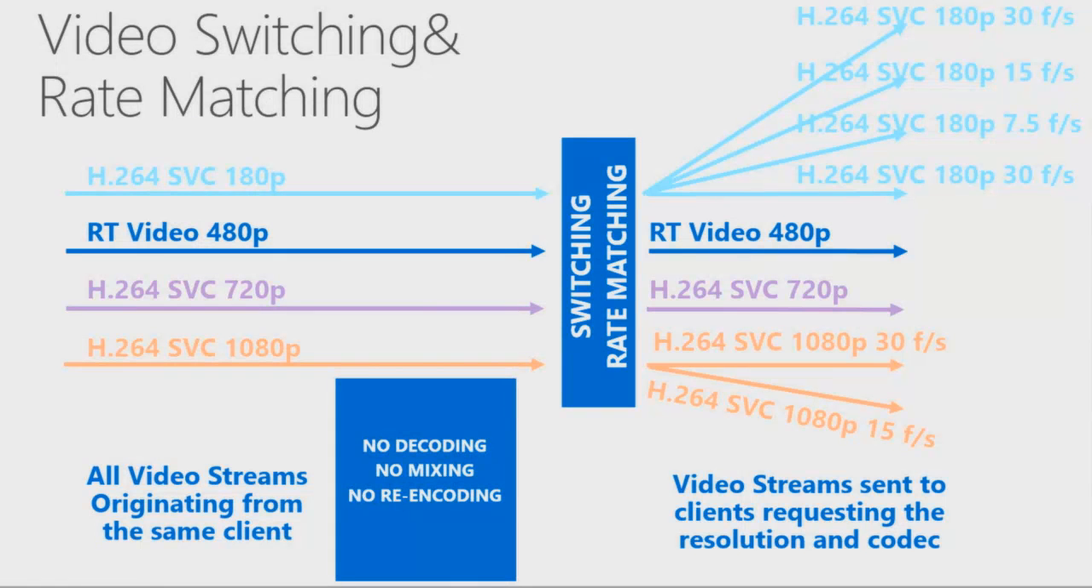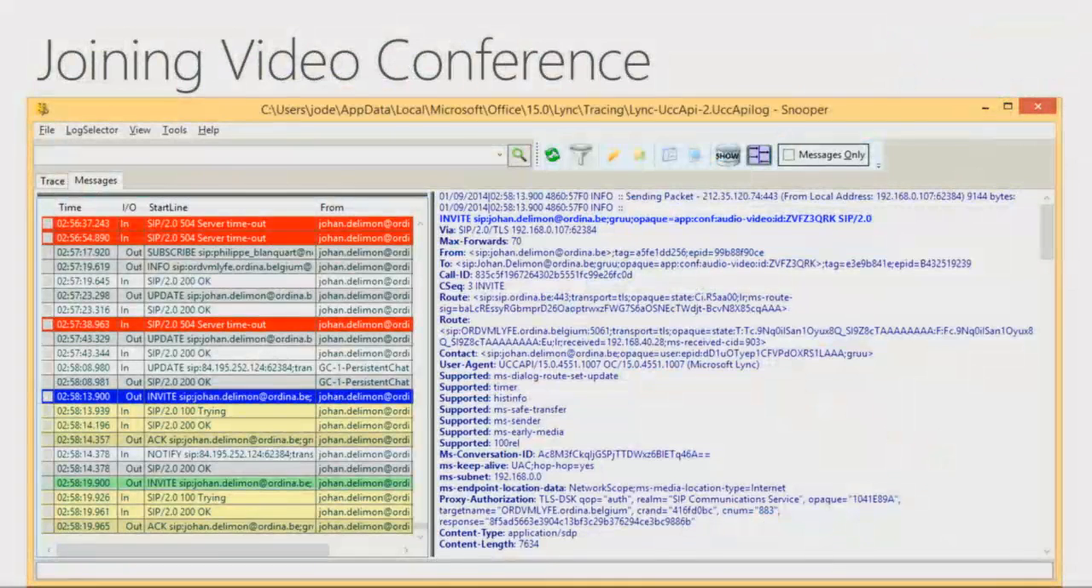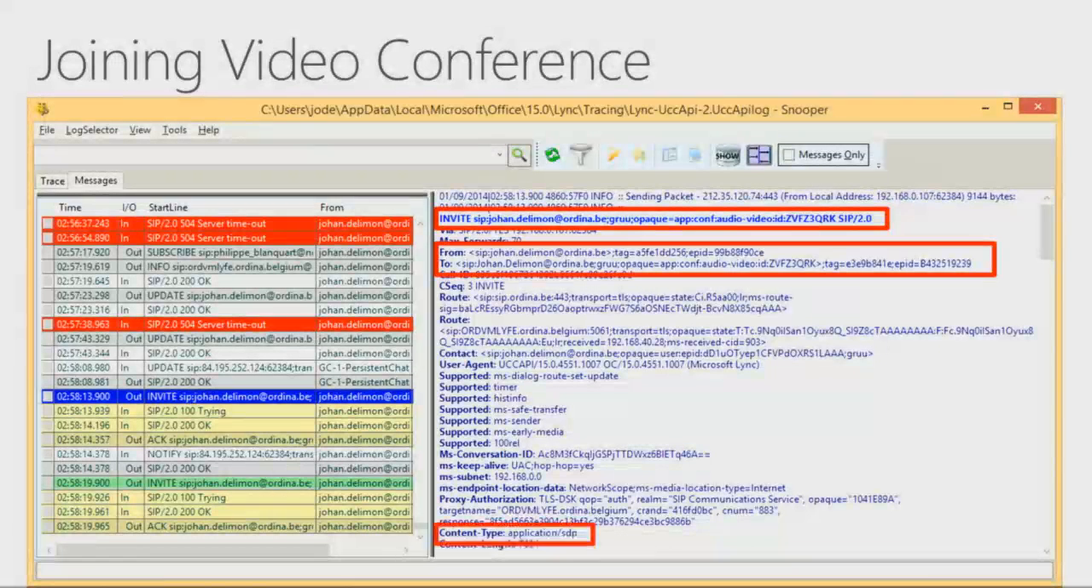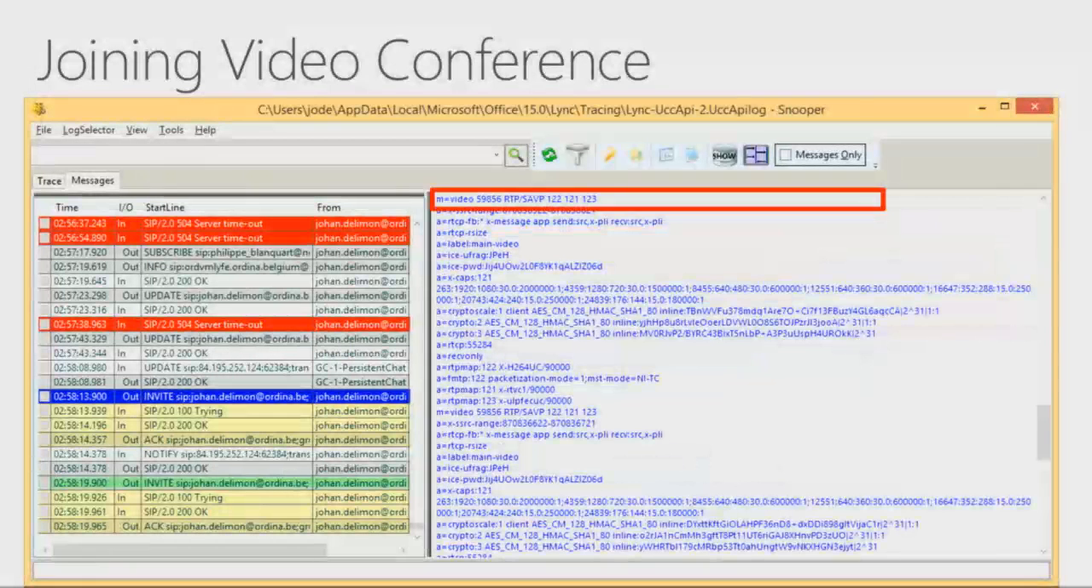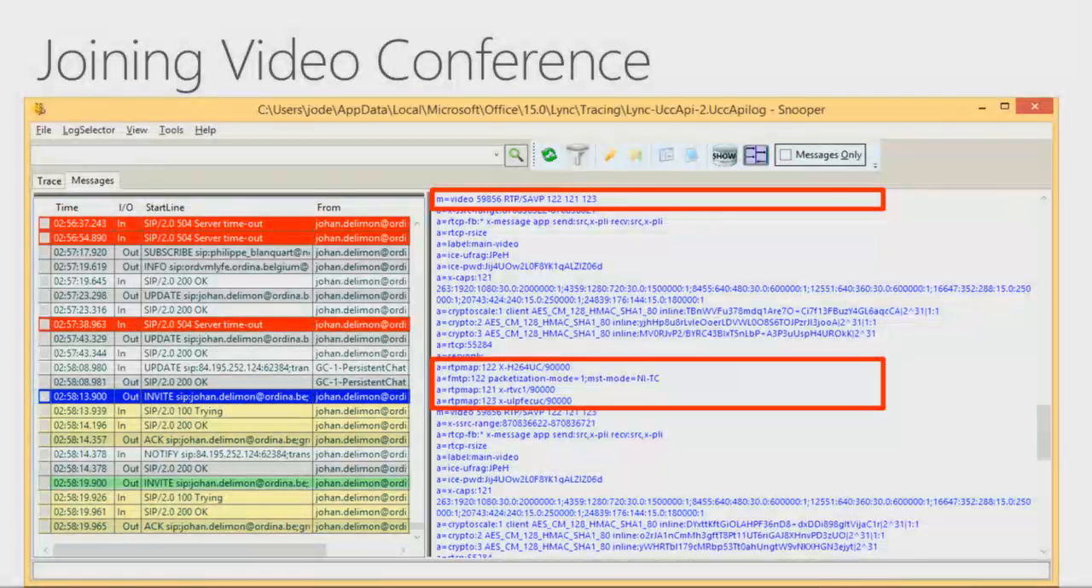So no decoding, mixing, re-encoding. So that's the difference between audio and video. And of course, joining the conference, again, is a SIP message. We send an invite to the audio-video MCU with a specific conference ID. And again, we send the SDPs, where the m line is for video, so we're going to add video, and these are the codecs.